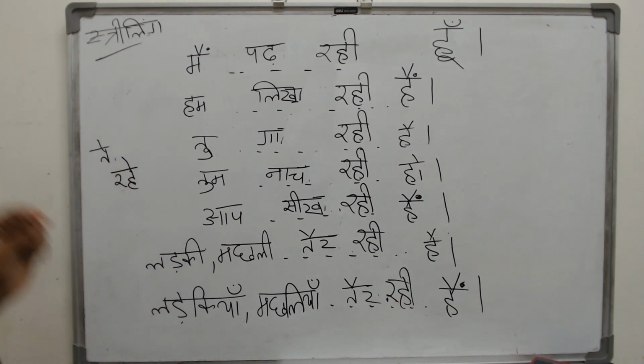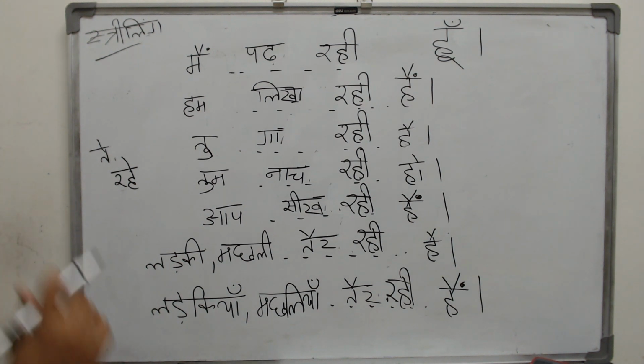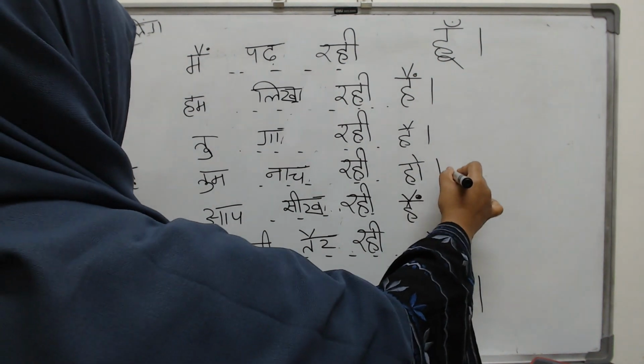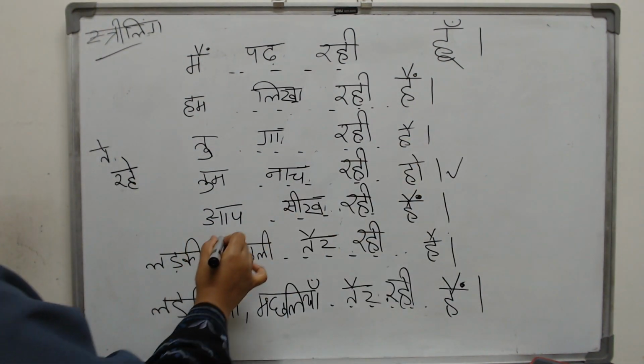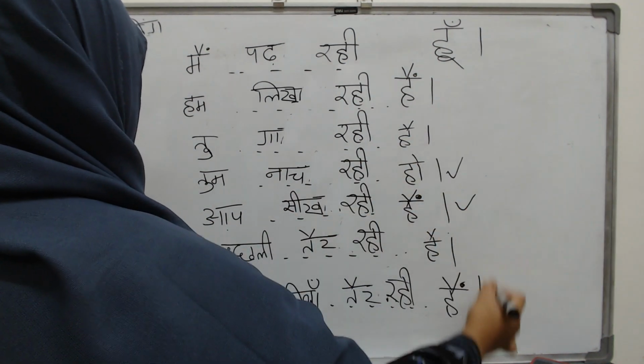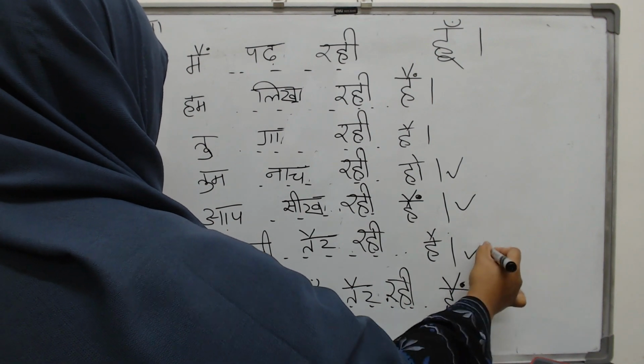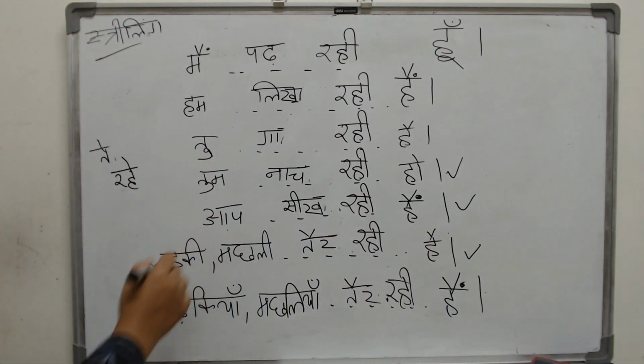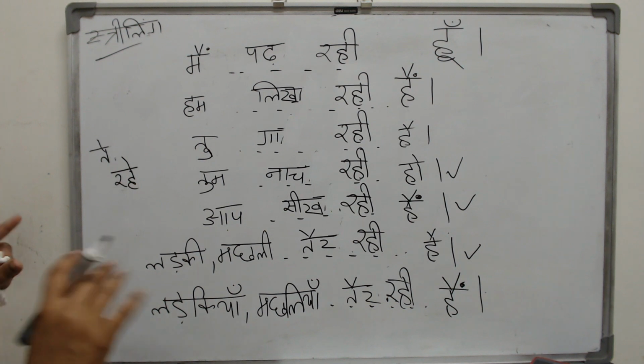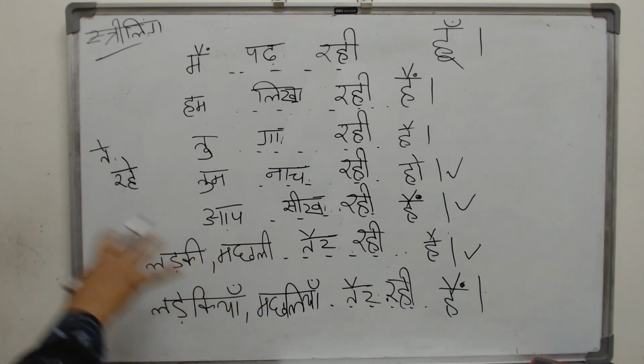But then there are 3 exceptions. In 3 cases you will see exception. I will tell you where all it is. First one will be for tum. The other one will be in aap. And the third one will be here. So in these 3 cases you will see a slight difference from how the general rule is for male.